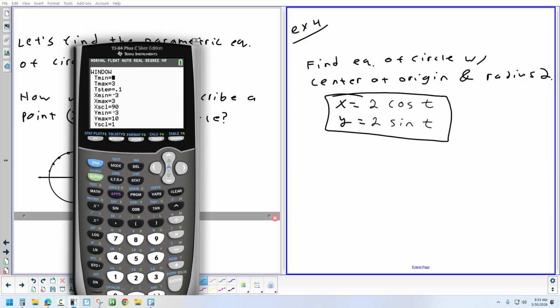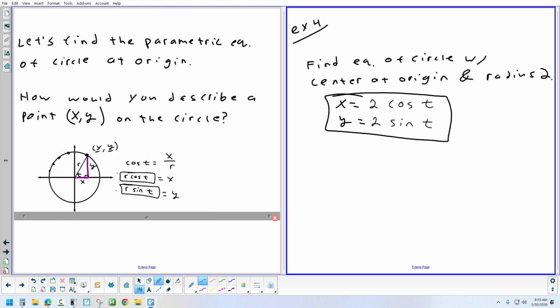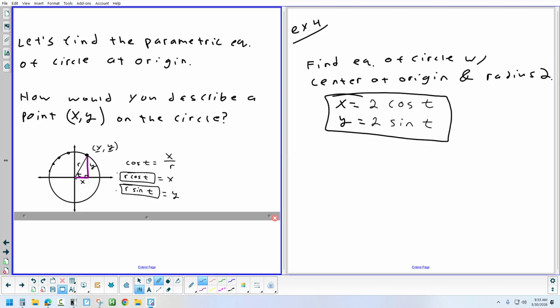Now, T min and T max, we're in degrees, and we want to get a full circle. What do you think my T max would have to be for me to draw the full circle? This angle has to go through every possible value that it can to make sure that that point hits every location that it's supposed to hit to make a circle. Yeah. 360. It has to go to 360. Yep.